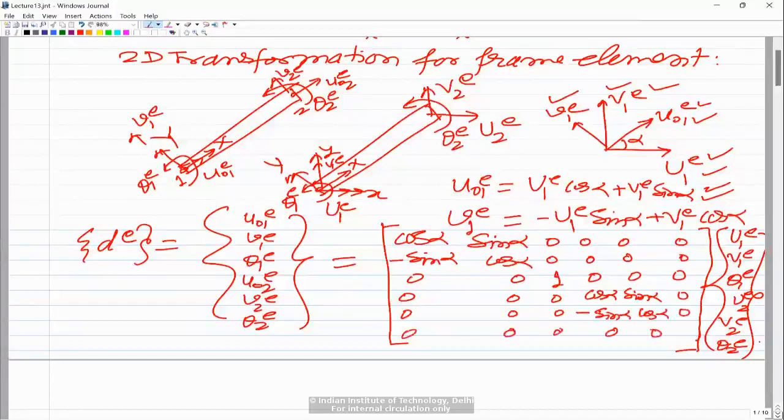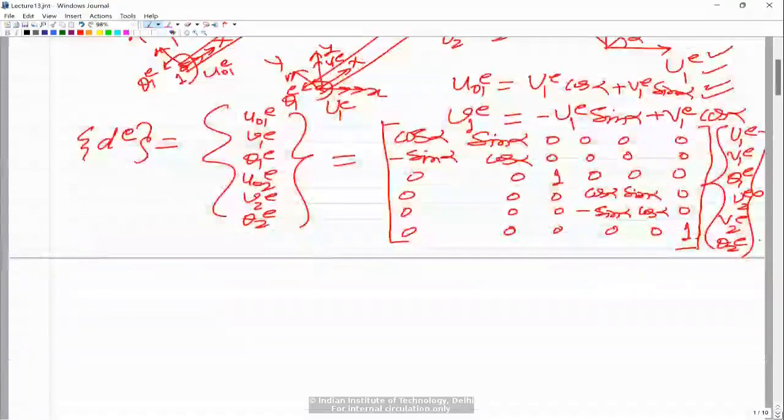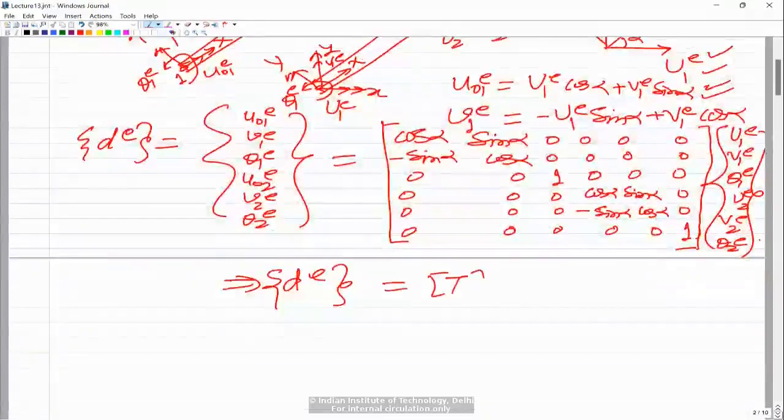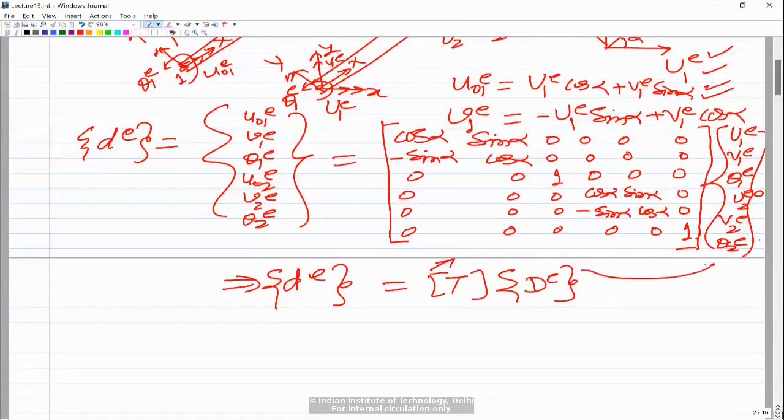The theta 2e is same as theta 2e, so we get unity there. So this is what we get as this relationship. So we write this in the notation form: d is equal to this 6 by 6 transformation matrix into the vector of degrees of freedom in terms of the global coordinate axes. So this is the transformation matrix, this is the global degrees of freedom, and this is the degrees of freedom with respect to the local coordinate system.